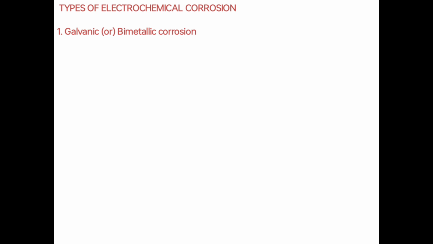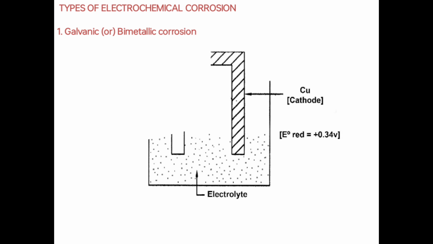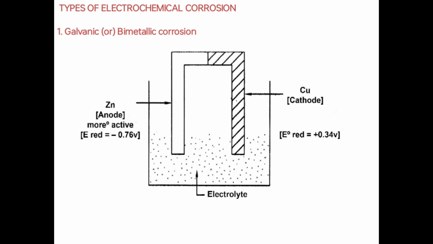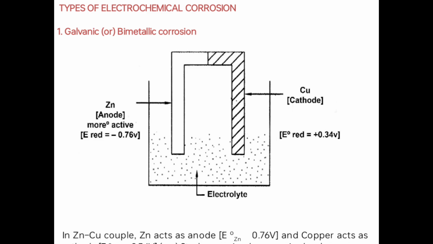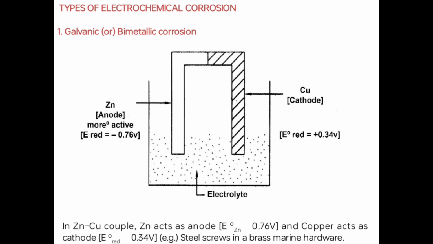Types of electrochemical corrosion. First one, galvanic corrosion or bimetallic corrosion. This is the diagram of bimetallic corrosion. Zinc as anode, copper as cathode. Zinc is more active, with a reduction potential of minus 0.76 volt. Cathode, E not reduction is plus 0.34 volt. In the zinc and copper couple, zinc acts as anode and copper acts as cathode. Example, a steel screw in a brass marine fitting.